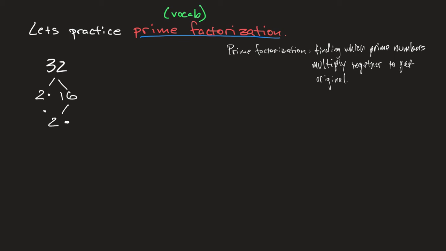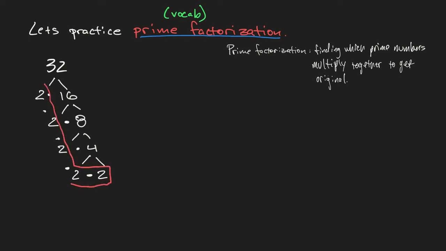2 is our smallest prime number. 2 times 8 is 16. 8 is an even number, so 2 is also a factor of that. So 2 times 4 is 8. 4 is also even, so 2 is a factor of 4. And I have 2 times 2. And these are both the smallest prime numbers, and they cannot be broken down anymore into whole numbers. And so now I have my hockey stick here.